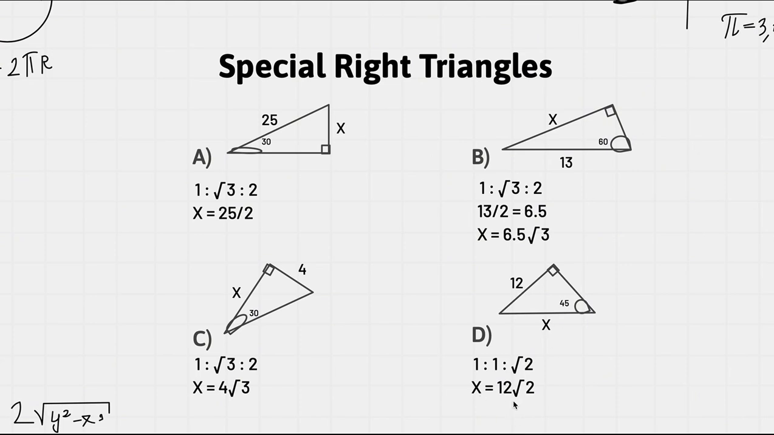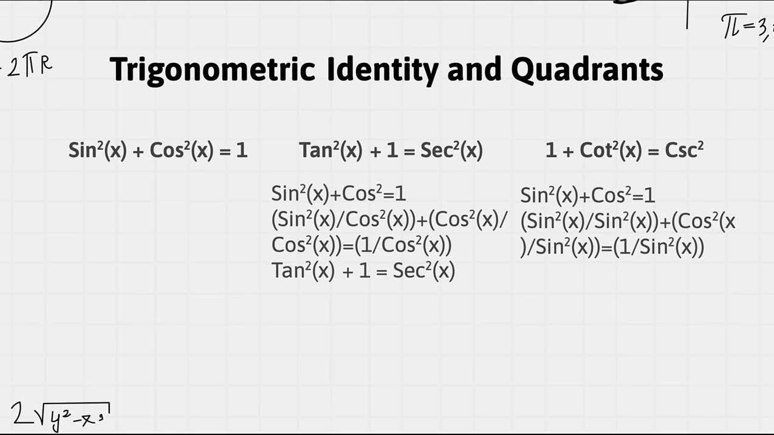So moving into the trigonometric identities and the quadrants, we have 3 main functions and equations that we look at when we talk about solving these. So our first one is sine squared of x plus cosine squared of x equals 1. And using this function, we can get both of our other 2 functions.